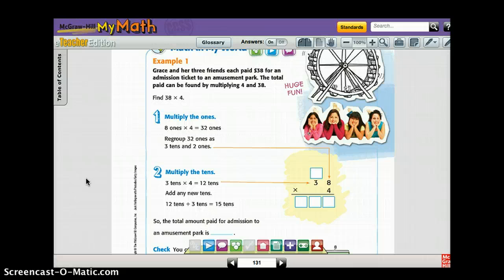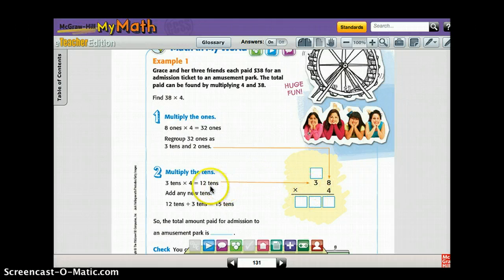So in this first example, it is 38 times 4. The first step it's telling you is to multiply the ones place. So just like in the video, we're looking at that ones place, that 8 times 4, and we know that 8 ones times 4 is 32. So we can't just write 32 down here though. Like he said, we have to carry that 3. So we carry that 3 up here, and then our next step is to multiply the tens place.